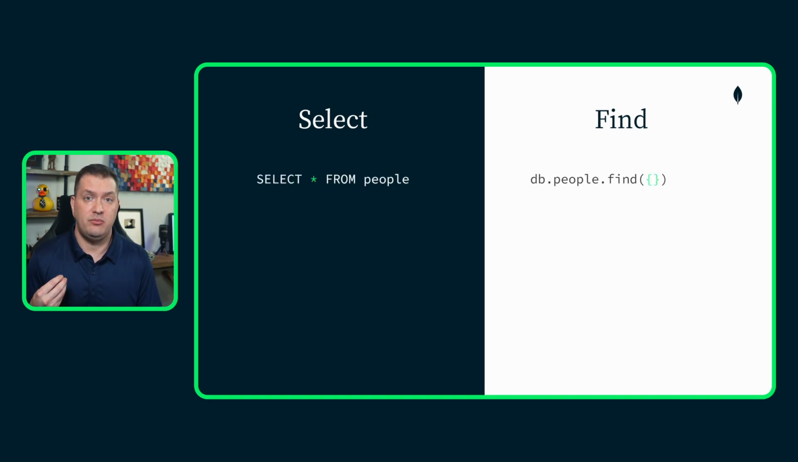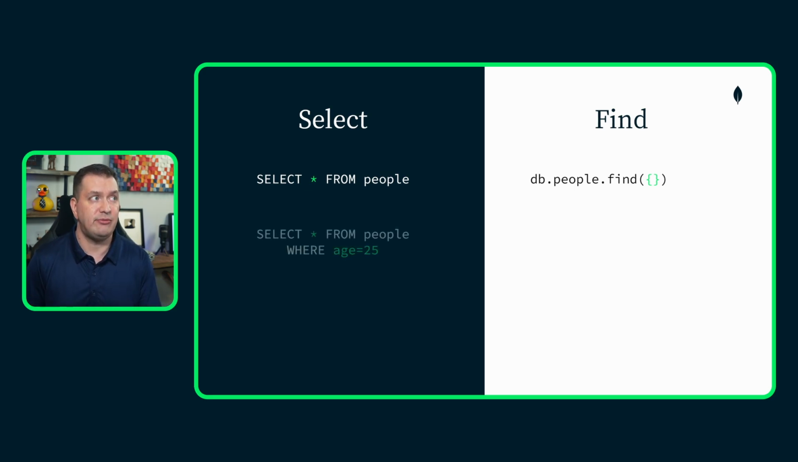So let's compare queries between SQL and the MongoDB Query API. So in SQL, we would have select star from people. So this is going to select everyone from the people table. In MongoDB, if you're familiar with JavaScript, this is going to look very easy to read. So we have db, which is the database that we're connected to. .people is the people collection. And then we're going to find. And then we have empty curly braces, which indicates that we want to find everything.